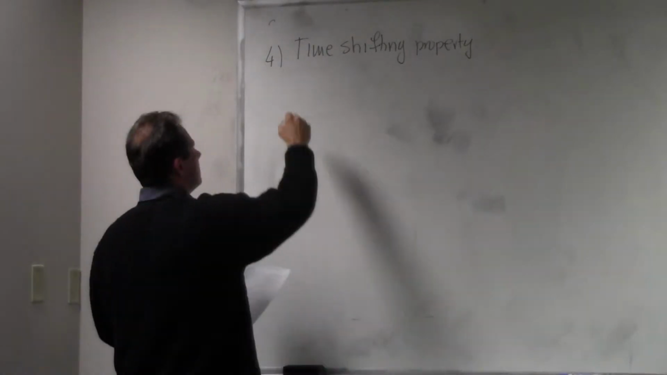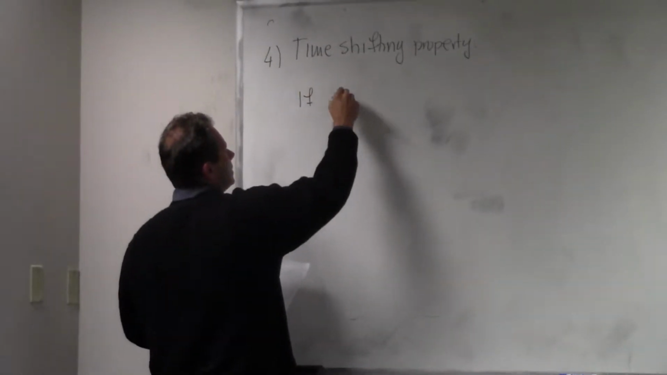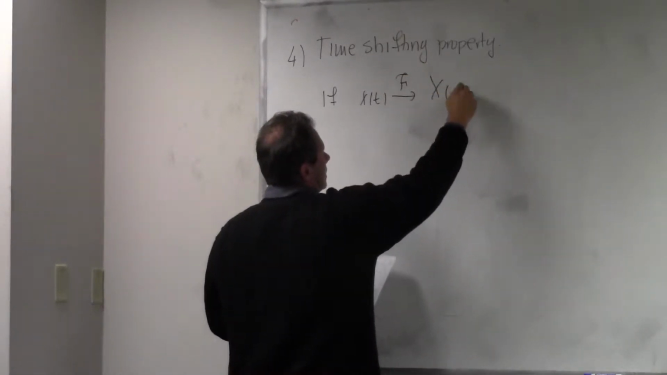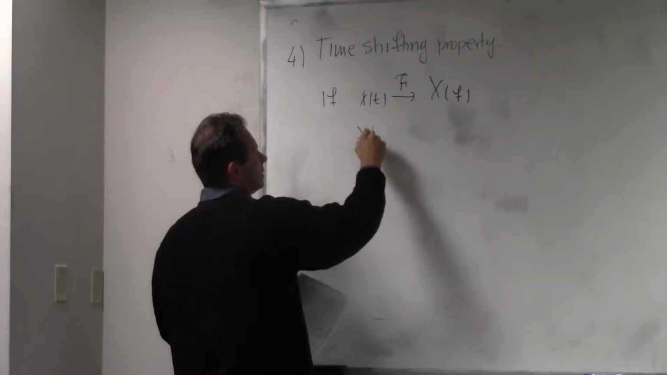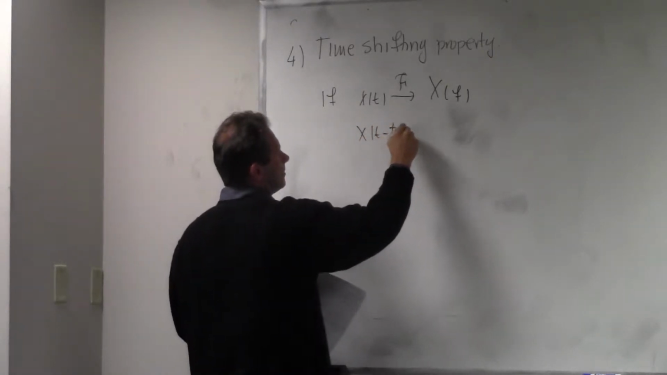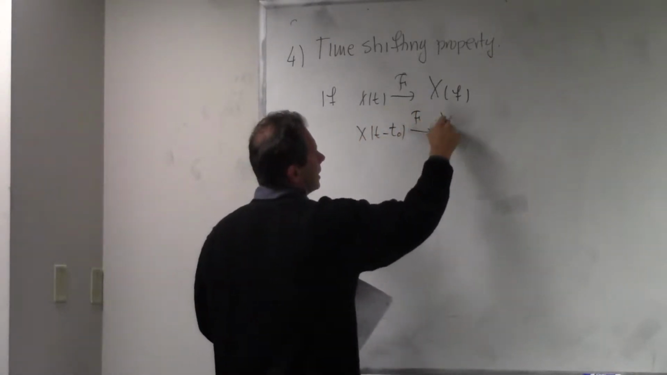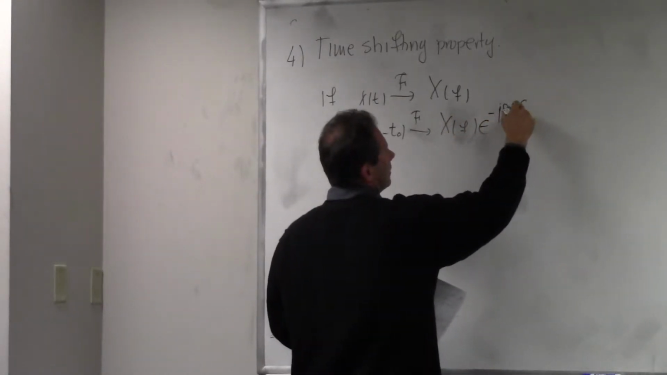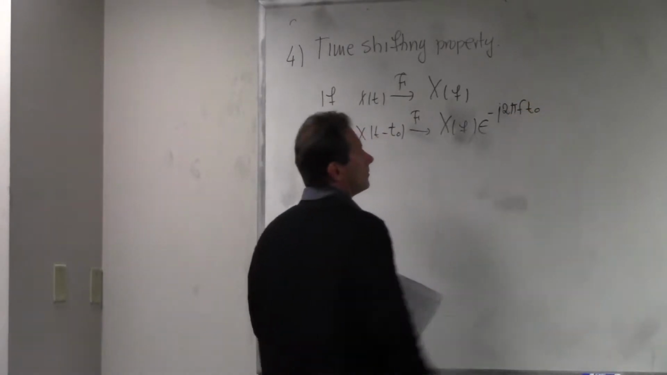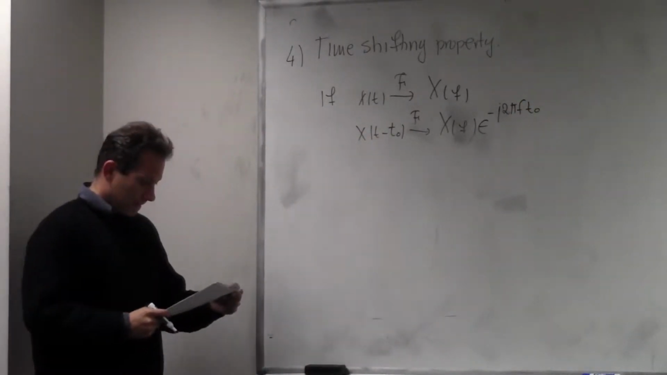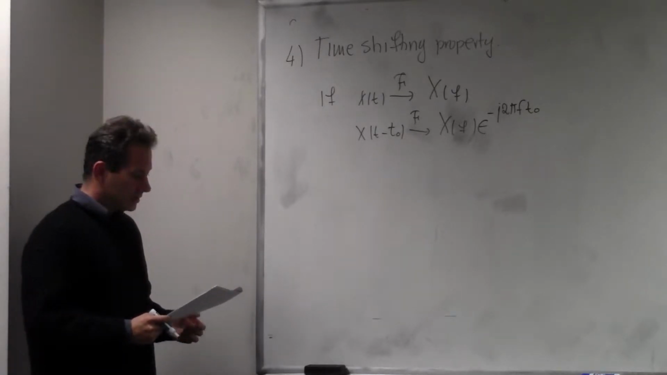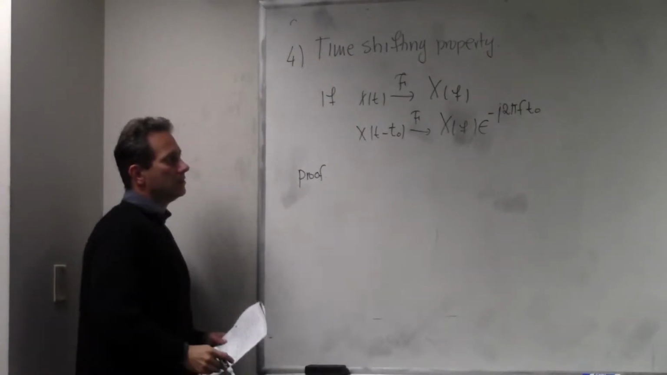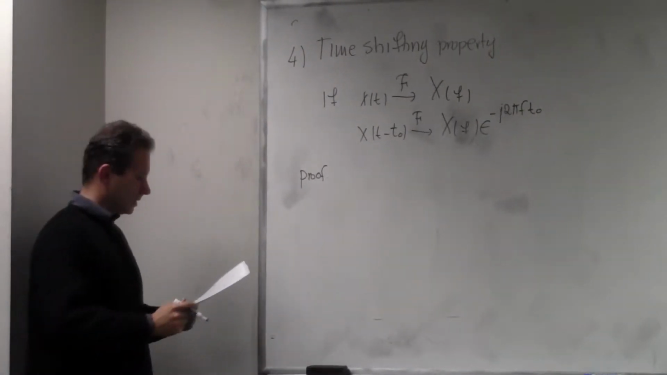This one says if x of t has a Fourier transform X of f, then x of t minus some t0 will have a Fourier transform X of f e to the minus j 2 pi f t0. Let's demonstrate that this is the case, and then discuss briefly the physical meaning of what this property says.